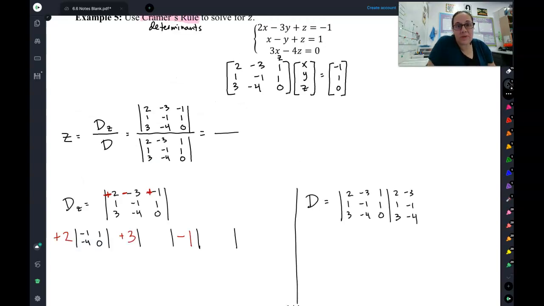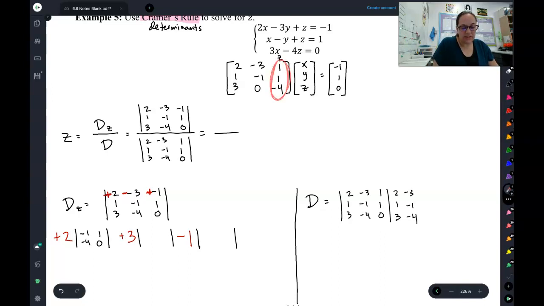Sorry guys, I just realized I made a major mistake. Let's go back real quick. I totally just read this as 3x minus 4y. It is not 3x minus 4y, that is 3x minus 4z, which means my coefficient matrix should have these flipped, which is going to change both of these determinants.